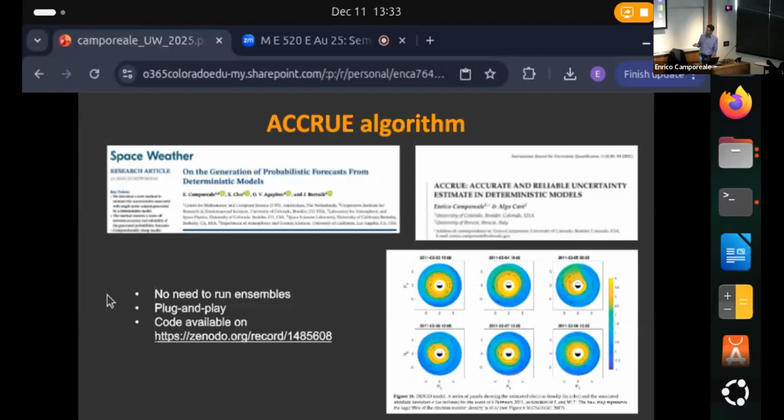The nice thing about this is that there are many ways of dealing with uncertainties. There are some machine learning methods that have some sort of built-in UQ, but typically, especially from a physics perspective, the way to deal with that is just to run ensembles, change the boundary conditions or whatnot, and this is very expensive. So the nice thing about this is that you don't need to run ensembles as long as you have a large enough data set of ground truth and observations. It's kind of plug and play, model agnostic, and the code is available on that website.